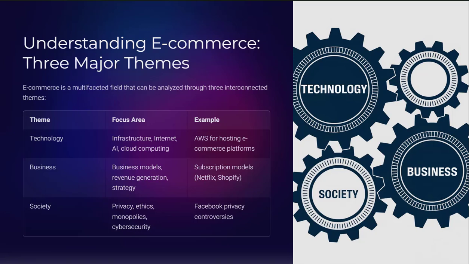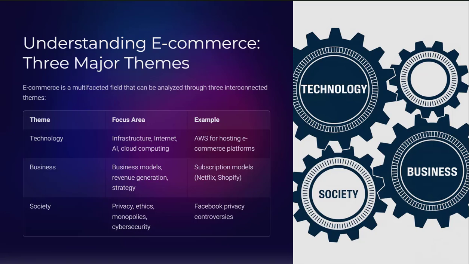So e-commerce is a really complex field that can be analyzed through these three dimensions: technology, business, and society. For technologies, we will focus on infrastructure, internet, AI, cloud computing, and others. For example, AWS, Amazon Web Services, is a hosting for e-commerce platforms. That's some kind of technology, right? And for business models, we will look at revenue generation and strategies, key features in business terms. For example, the subscription models of Netflix and Shopify, analyzing the 8 key factors of business models. We will do that from the aspect of business.